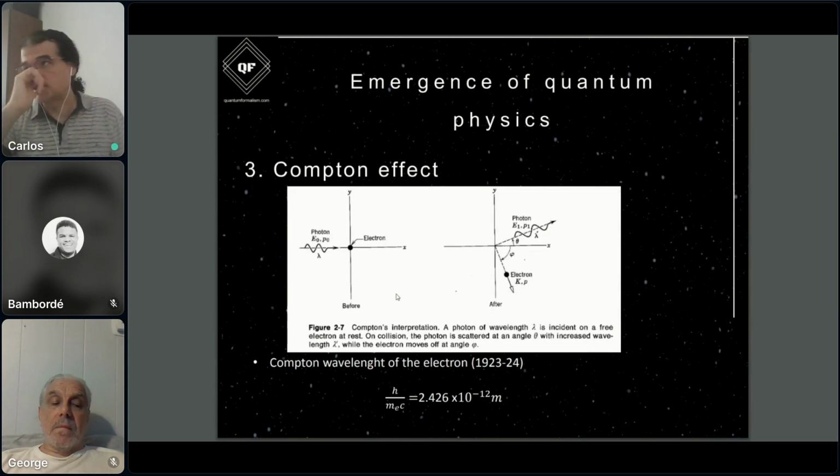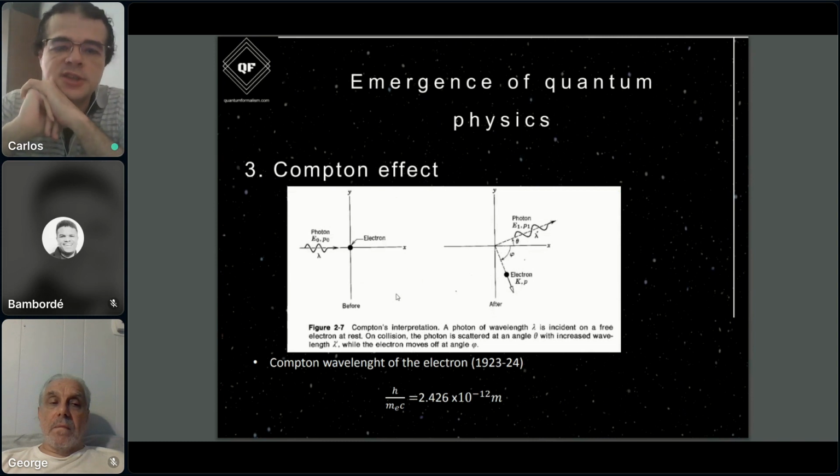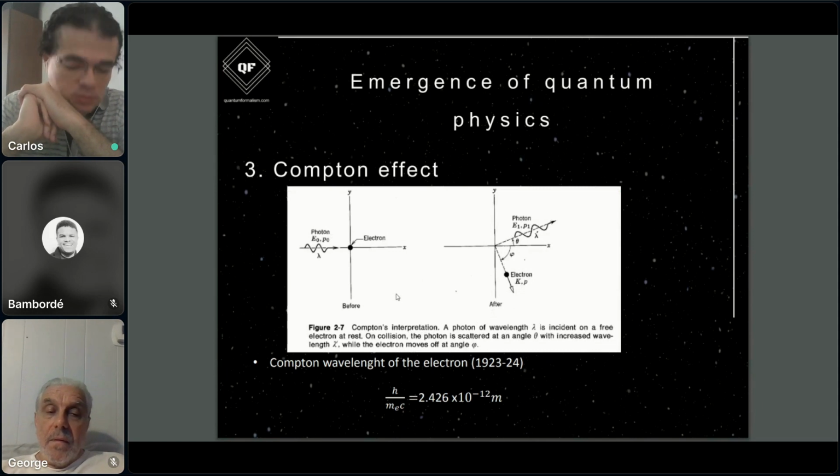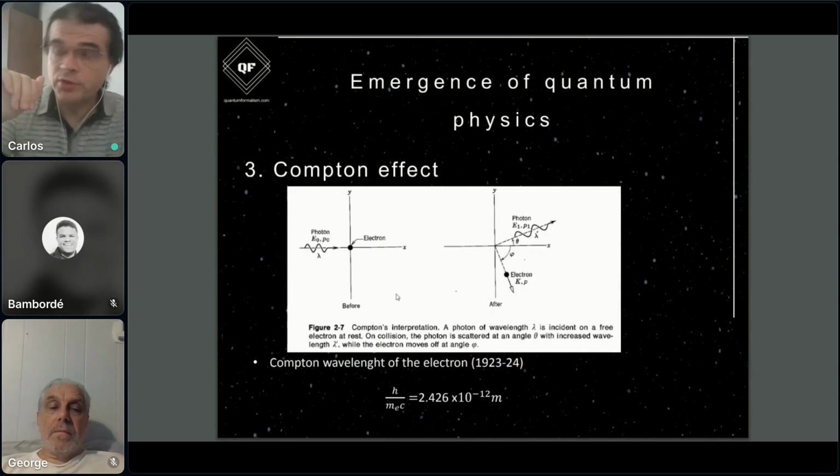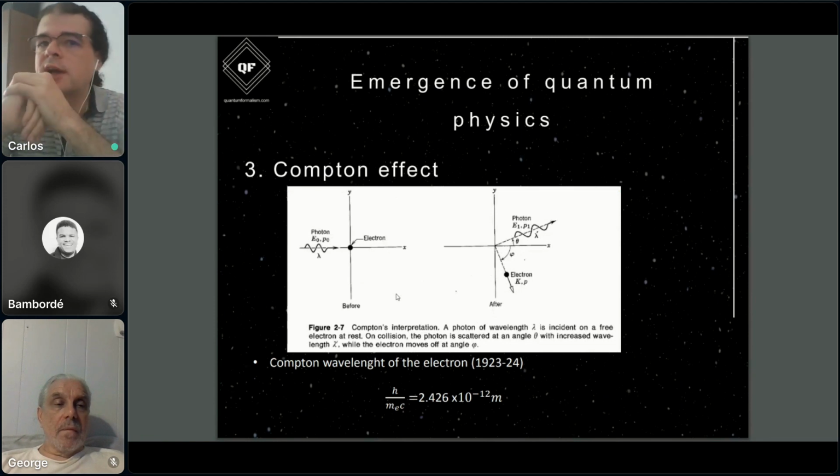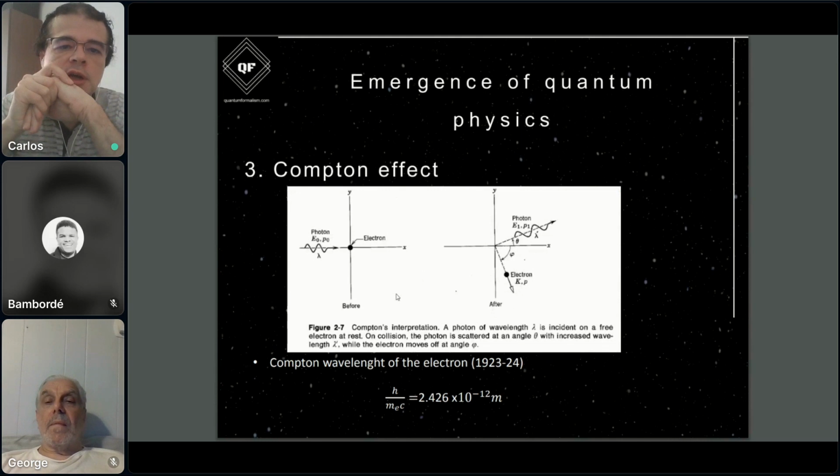So this was, let's say, the definitive experiment that gives the idea that light could behave like a particle, not only because we know before from the electromagnetic theory, from Maxwell electrodynamics, that light behaves like a wave. And here now we have the result that shows light behaving like a particle.